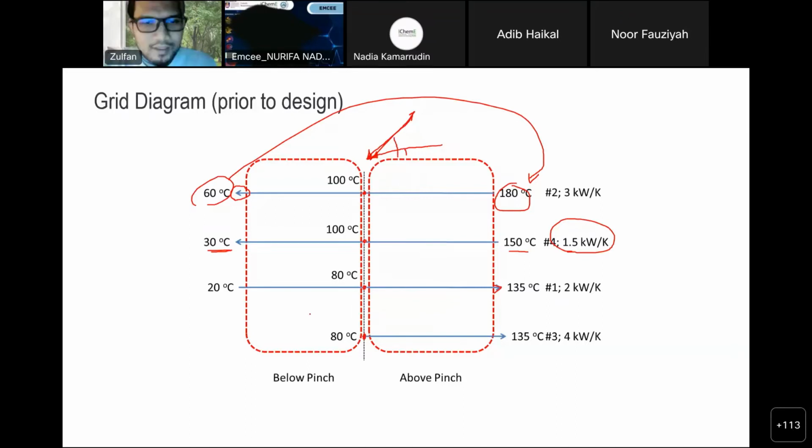Okay, anyhow, this one is also moving in that direction because it needs to be heated. So this slope is also very important.